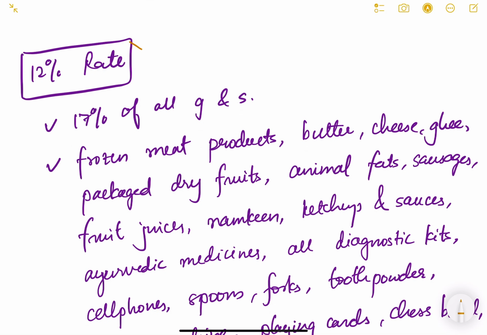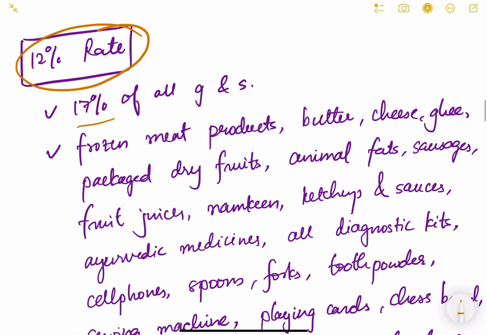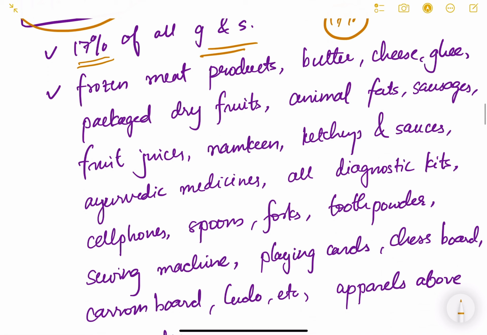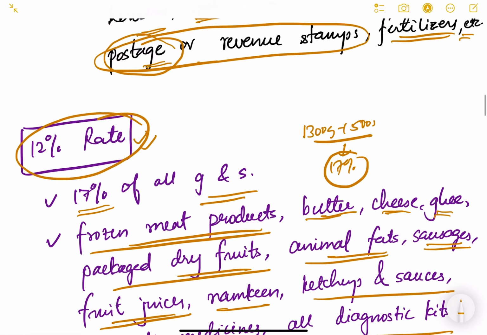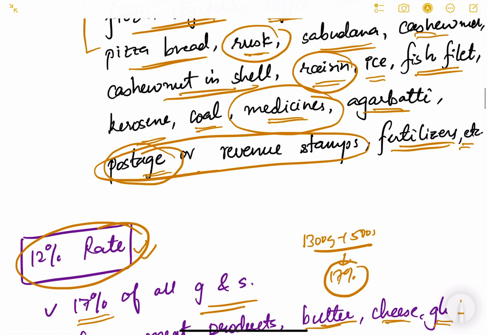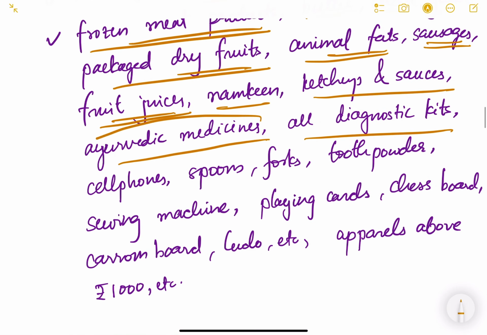Then let us look at the list of 12% GST. So it covers about 17% of goods and services. Again, out of 1300 goods plus 500 services, 17% is included in this 12% category. Now what are these? These are frozen meat products, butter, cheese, ghee, packaged dry fruits, animal fats, sausages, fruit juices, namkeen, ketchup and sauces, Ayurvedic medicines, all diagnostic kits. See, medicines, we saw that they were in the 5% category, but Ayurvedic medicines are in the 12% category.